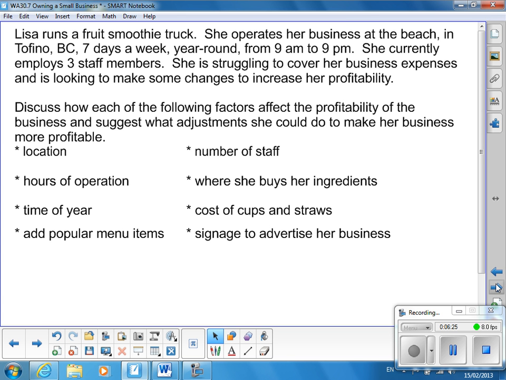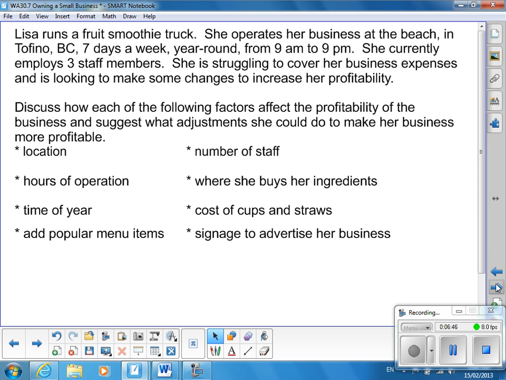Hours of operation, well, 9 to 9 year-round is not practical. Not a lot of people will buy smoothies in the wintertime. And in the wintertime, it's probably dark early, so nobody's going to be out and about. Time of the year, that would be the same idea, maybe just opening in the summertime.